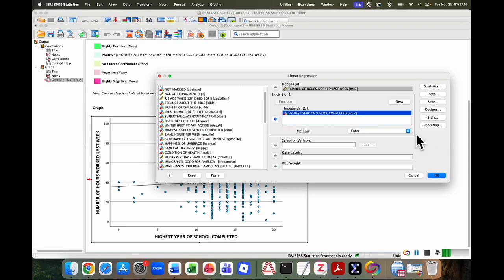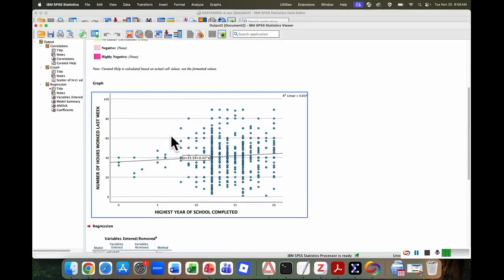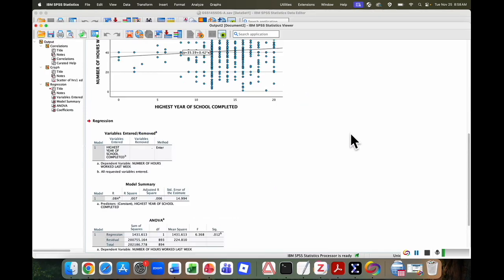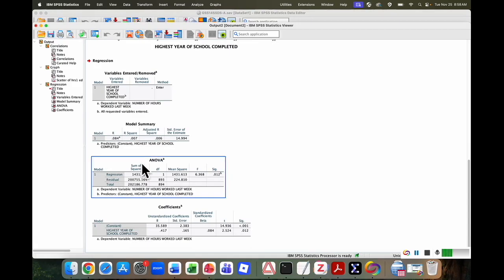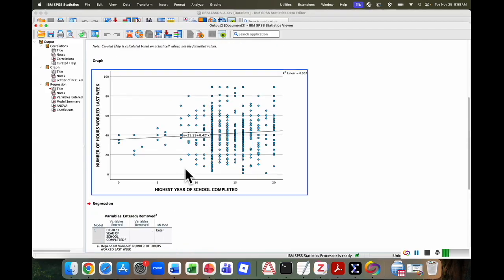And our statistics defaults, those are all good. We can just leave that there. Click OK. And what we see here is the R squared is the same R squared we have up here, as we should. And we see that the unstandardized coefficient is 0.417. This rounds to 0.42, and 0.42, as you can see here, is in the linear regression formula.